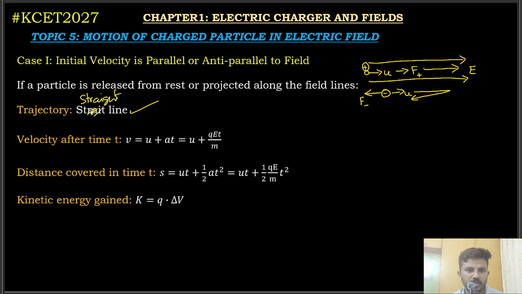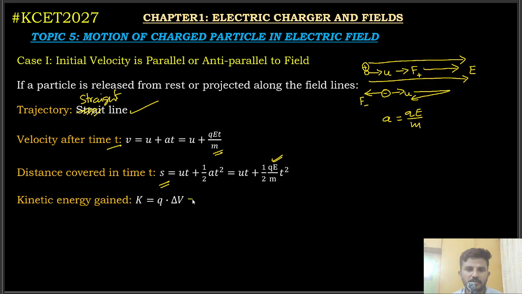So next we have the velocity after time t. Initial velocity is u, plus a into t, where the acceleration produced, as I told you in the previous slide, is given by qE by m. So you can substitute qE by m here into time t. Next, what is the displacement produced? Displacement is given by ut plus half a t square: initial velocity u, time t, plus half, and I have substituted the acceleration, that is qE by m, into t square.